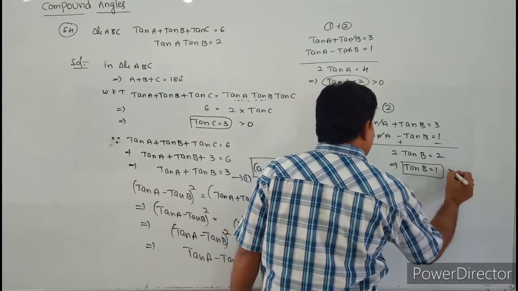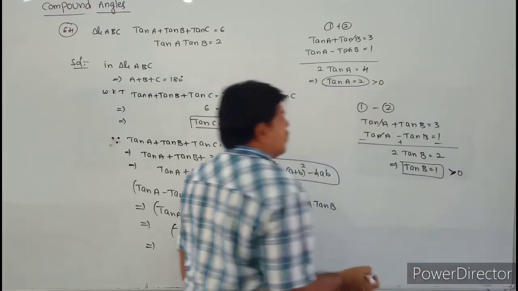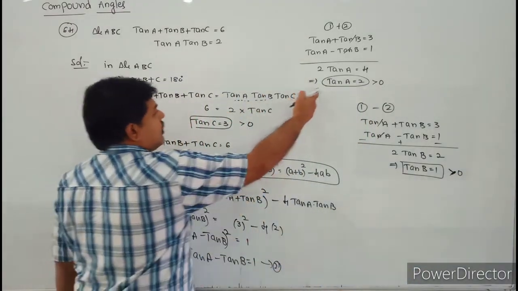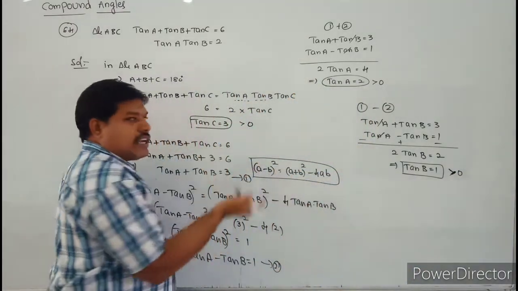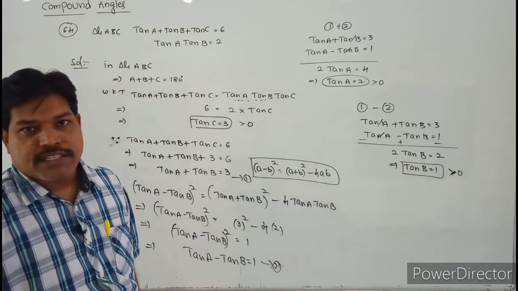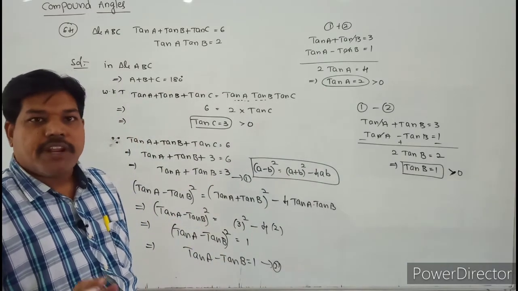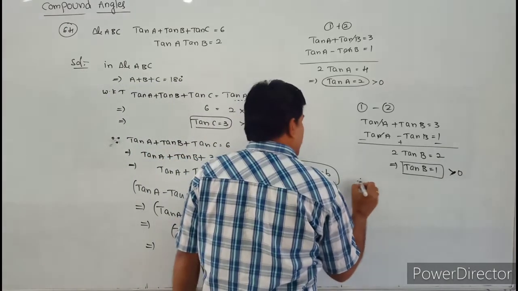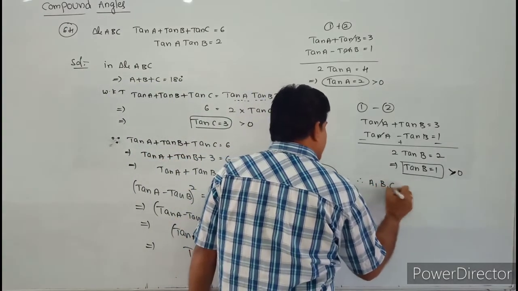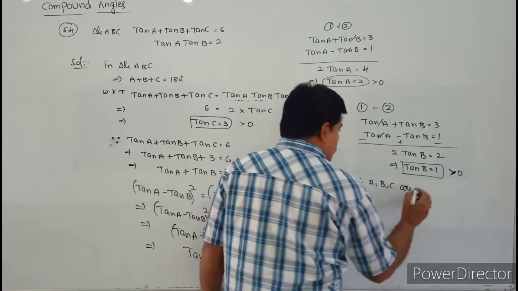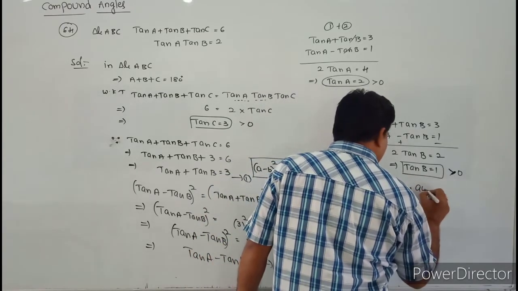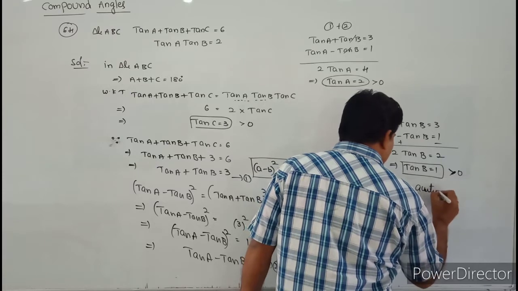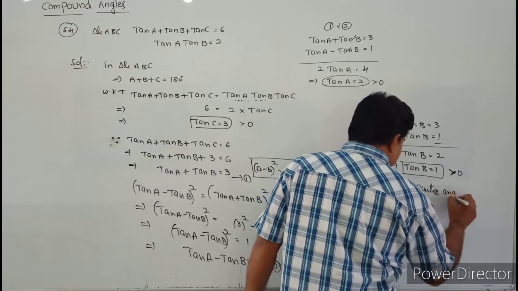This is also greater than 0. So tan A greater than 0, tan B greater than 0, tan C greater than 0. All are positive. That means all are acute angles. Therefore A, B, C are acute angles.